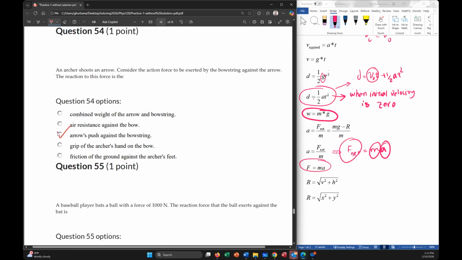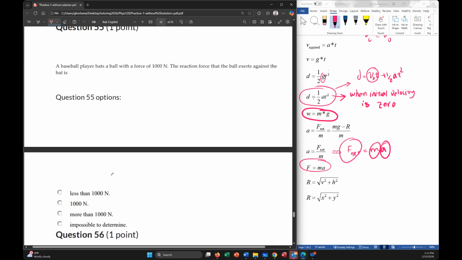Action and reaction force, yes? Newton's third law: when there are two objects, if object one exerts a force on object two, object two exerts exactly the same force but in the opposite direction on object one. This is the definition of Newton's third law.